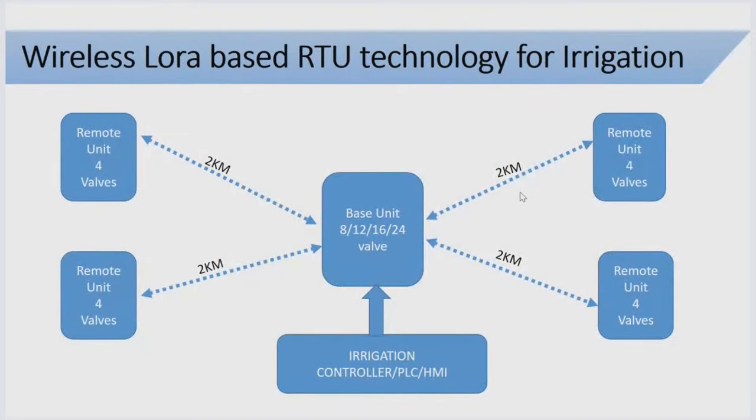This is the architecture. Here we have a base unit which connects to any of the irrigation controllers, PLCs, HMIs. We can connect it to that. Then we have a base unit which comes in configurations of 8 valves, 12, 16 and 24 valves. And from here, there are remote units which have 4 valves, the maximum 4 valves we can control on a single node. So here we have the valves down there, and they can be separated, each can be 2 kilometers apart in radius.